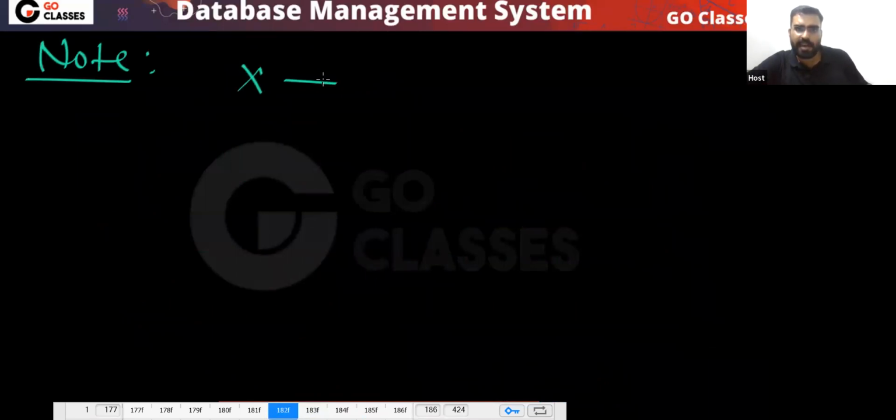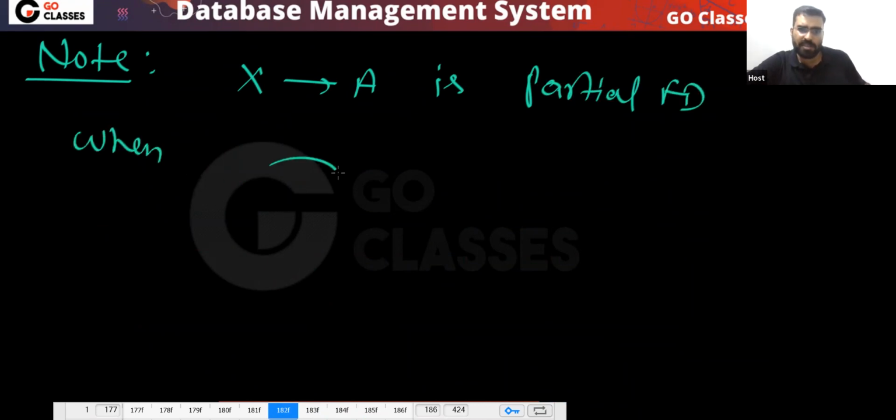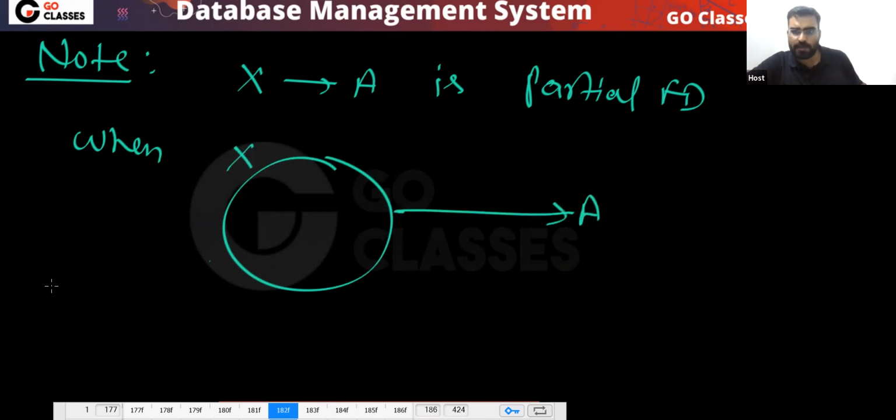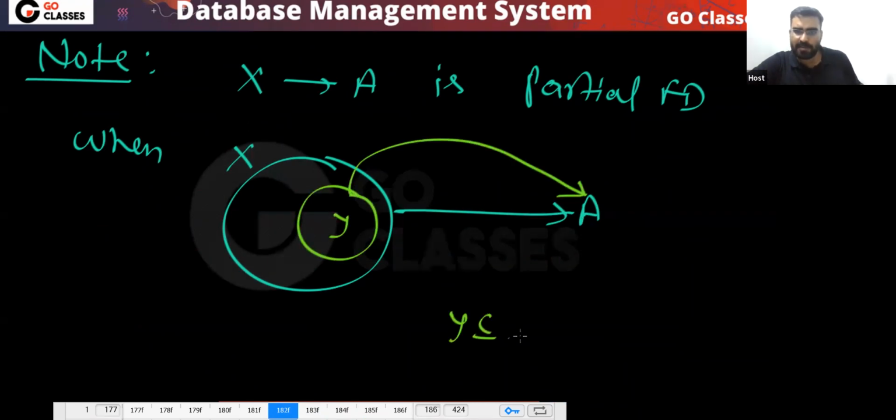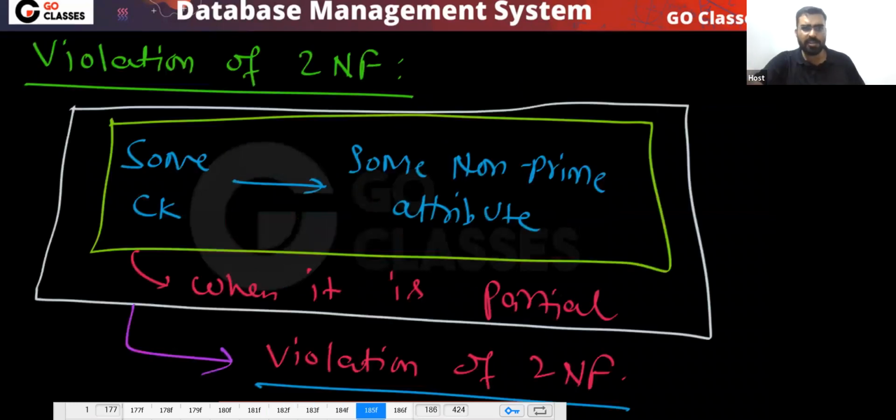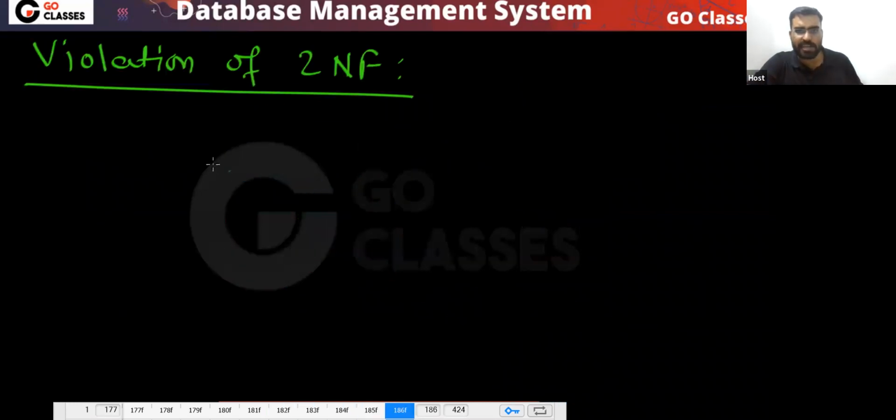I can say X goes to A is a partial FD if some proper subset of X determines A. Do you remember this definition? So this whole thing I can also write like this.